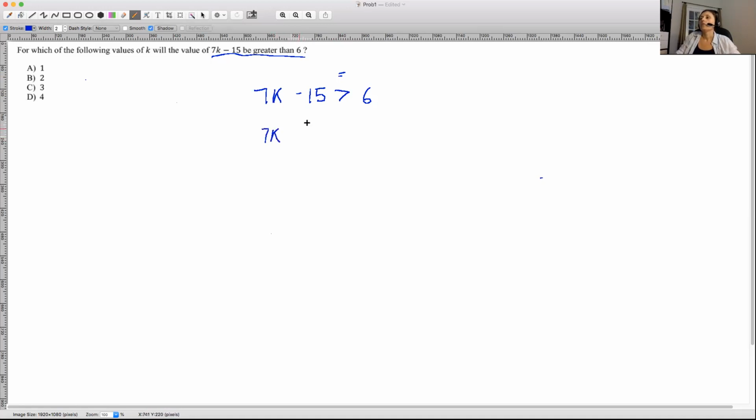So 7k, we're going to add 15 to both sides so we can move 15 over. If we add 15 to the left side, we're left just with 7k. And it's more than 6 plus 15, since we're adding 15 here as well. So then we get 7k is greater than 21. And then we divide both sides by 7. Pretty simple. If we divide 7k by 7, we get k, more than, and then 21 divided by 7 is 3. So k is more than 3.